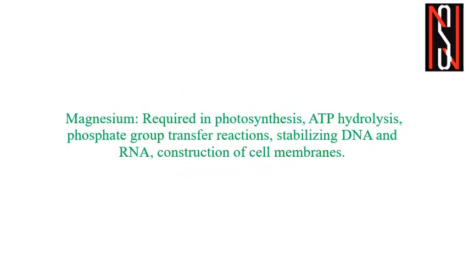Now coming to magnesium, it is required in photosynthesis, and we already know that magnesium is present in chlorophyll. It is very important in the photosynthetic reaction, because we have already come to know that in ATP hydrolysis also, magnesium was playing a very important role. It is also required for phosphate group transfer reactions, stabilizing DNA and RNA, and construction of cell membranes.